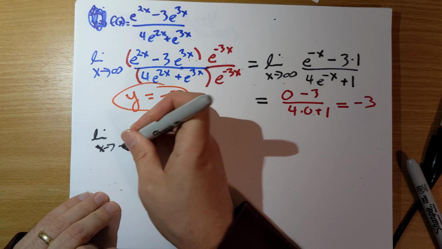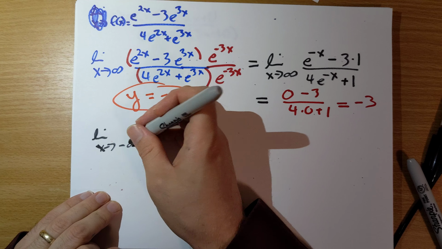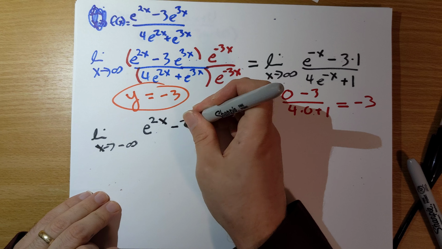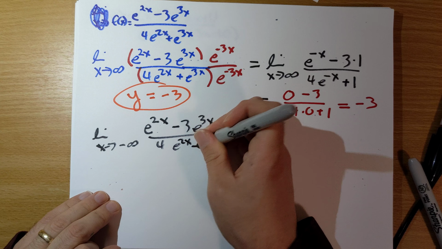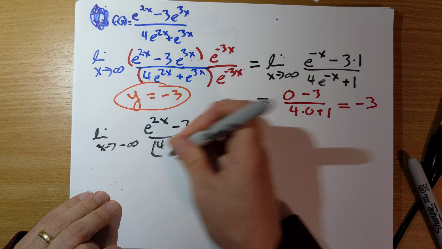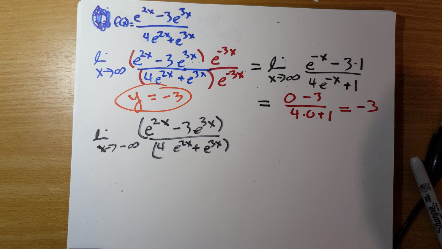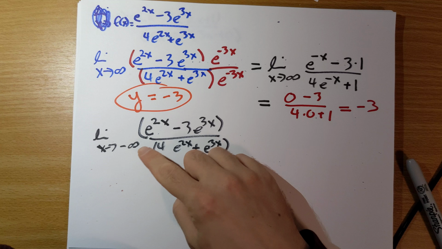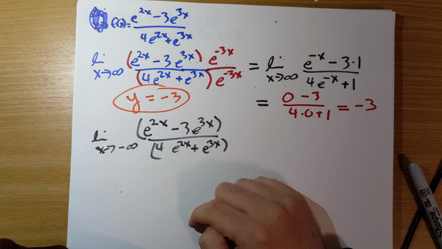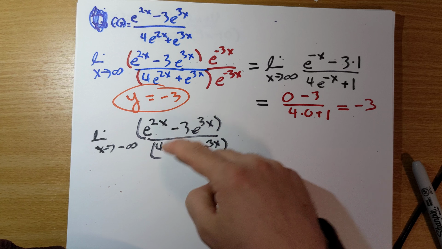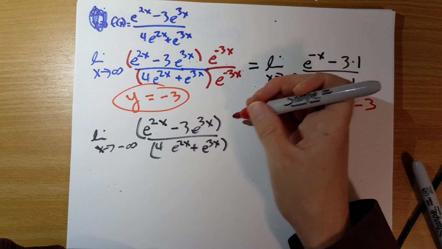We also need to check the limit as x goes to negative infinity of e to the 2x minus 3e to the 3x over 4e to the 2x plus e to the 3x. Okay, what do we do here? As x goes to negative infinity, e to the 2x goes to 0, e to the 3x goes to 0. So we have like 0 minus 0 over 0 plus 0. Again, we need to do some manipulation.